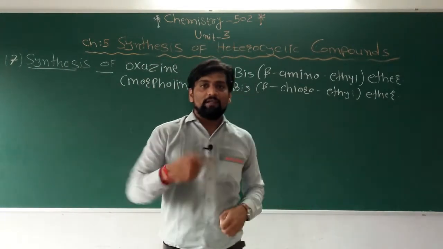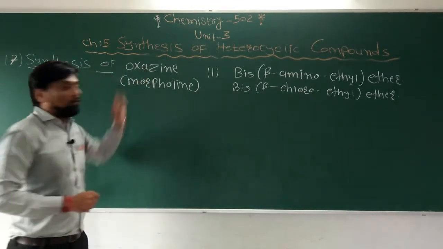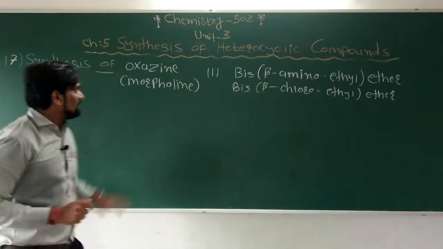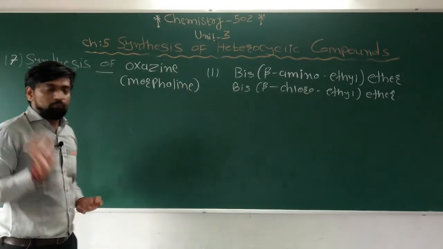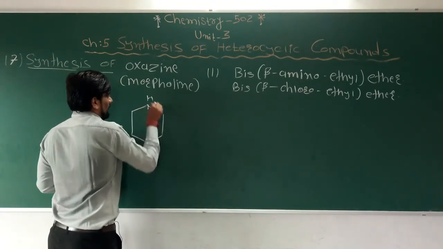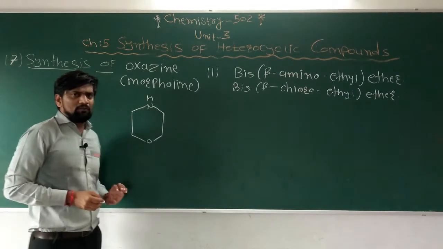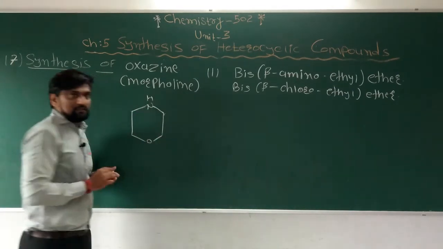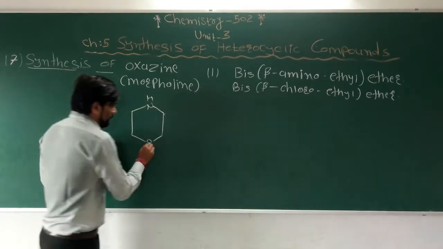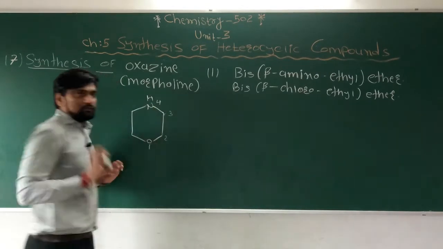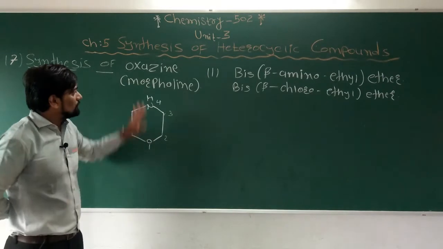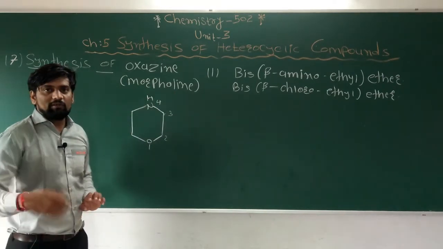Today we will learn about the next heterocyclic compound, oxazine. First of all, I will give an introduction about oxazine. This is oxazine, also known as morpholine, where oxygen and nitrogen are present. It is also known as tetrahydro, because it has 4 extra hydrogens, 1, 2, 3 and 4. So this is also known as tetrahydro 1,4-oxazine. It is also known as morpholine.